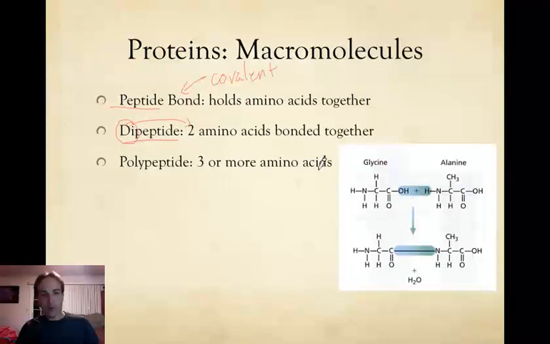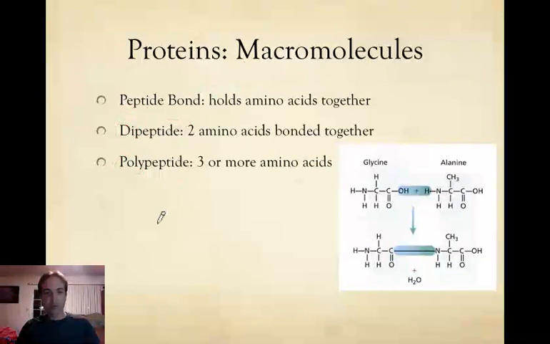If you get 3 or more amino acids chained together, we call that a poly or many peptide. Polypeptides can grow. We can have protein chains that are literally hundreds of amino acids long, and that's why we're able to get to this point where we consider it a macromolecule. A very, very large molecule, because it's many, many, many amino acids.